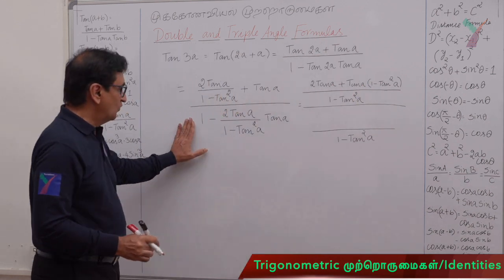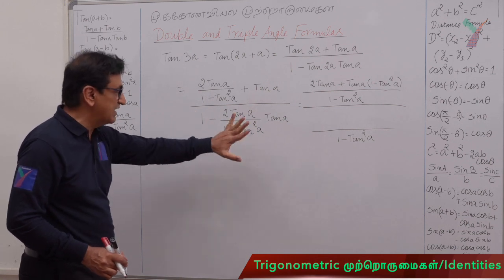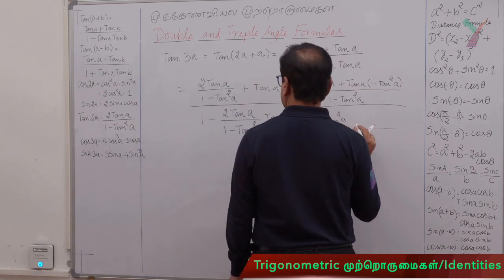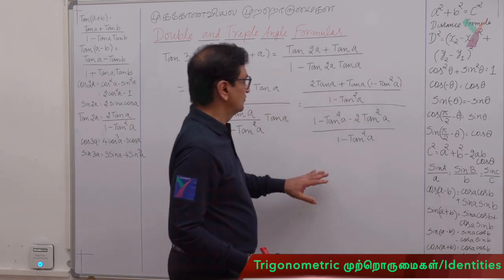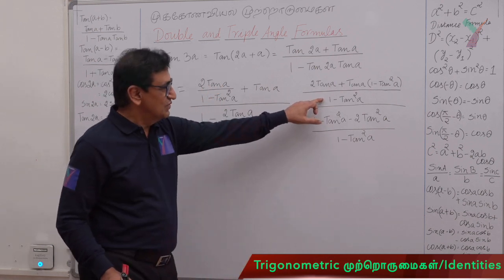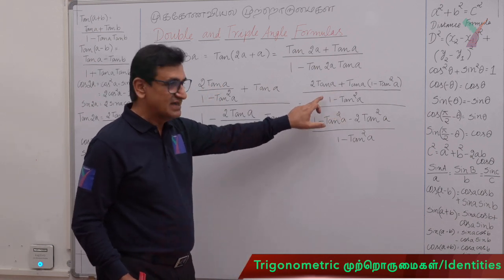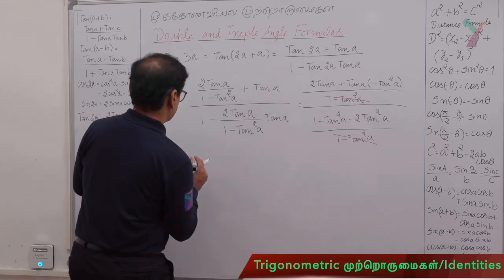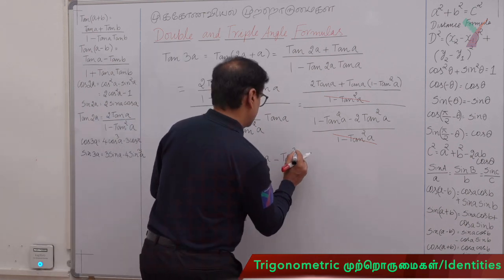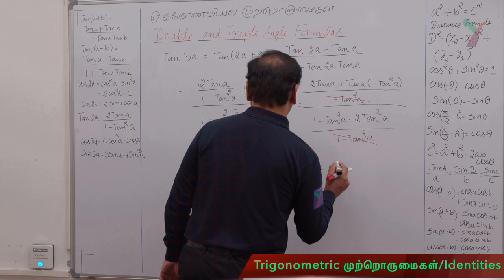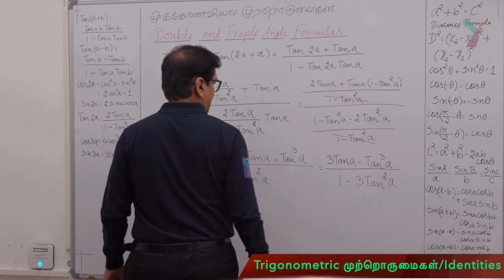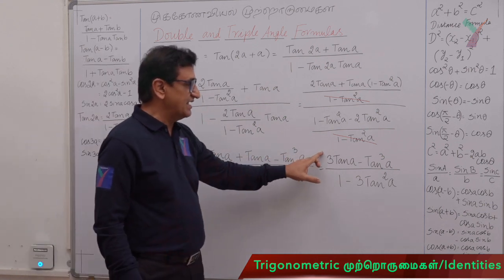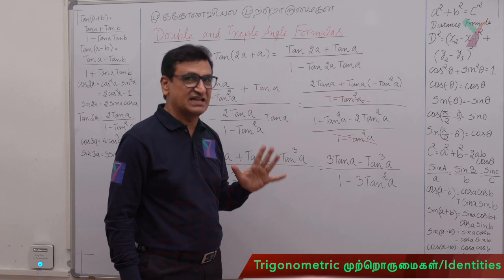So this will become 1 minus tan square A minus 2 tan A into tan A. This is 2 tan square A. Now I can cancel 1 minus tan square A in the numerator and 1 minus tan square A in the denominator, correct? So this is our final formula for tan 3A. That is 3 tan A minus tan cube A divided by 1 minus 3 tan square A.